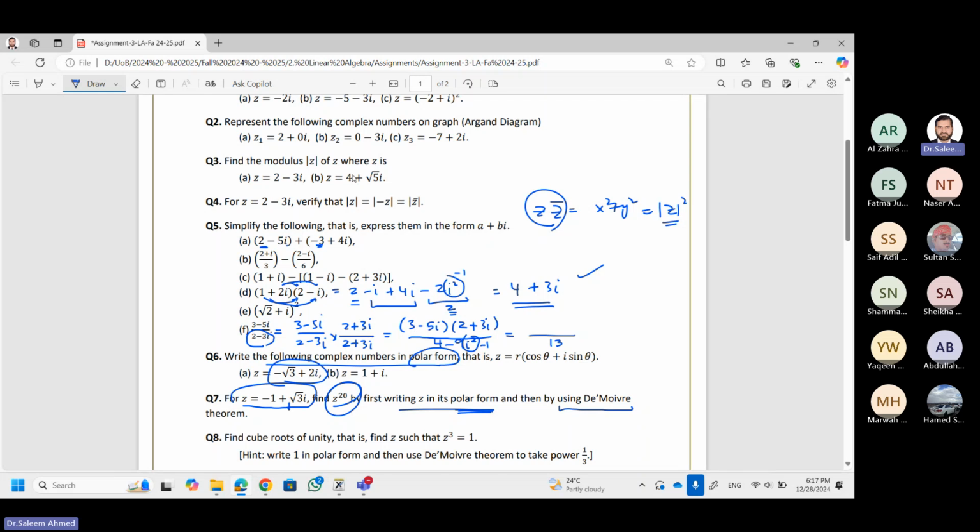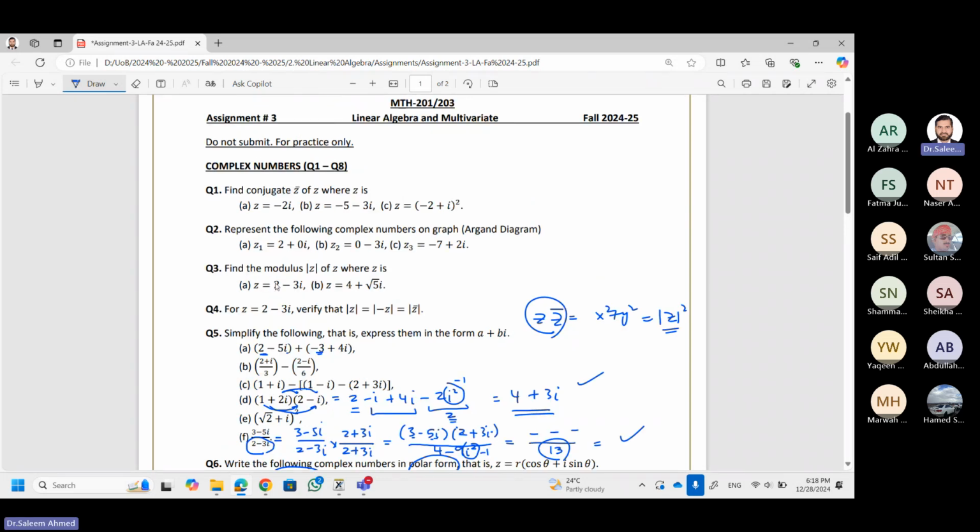And now at the top, you can just multiply 3 with 2, 3 with 3 iota, 5 with 2, 5 with 3 iota. So you will get a complex number here divided by 13. So that will be the answer. And we know how to find the modulus and how to find the argument. So this is all easy, I think.